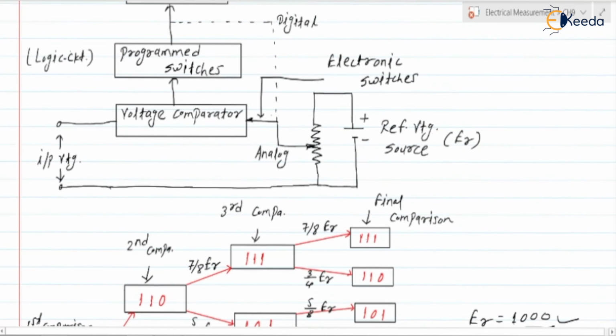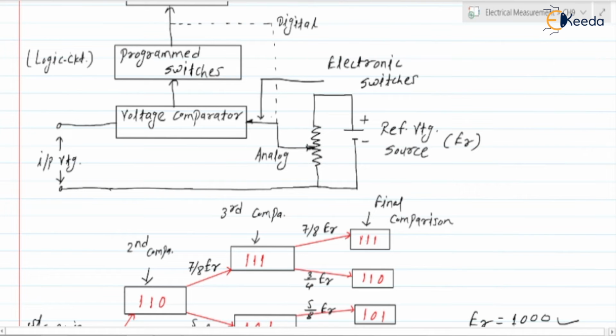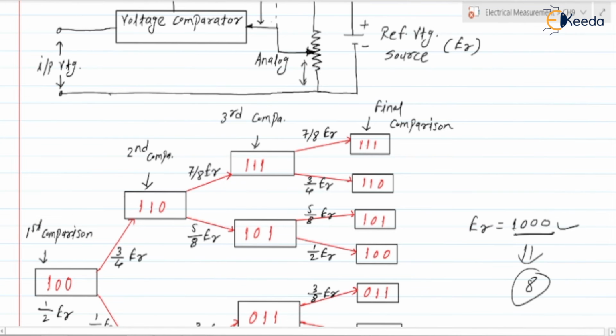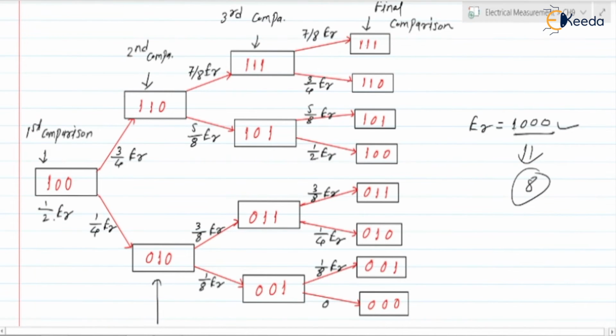So here, in order to get 1/2 ER, this switch will be at the midpoint of this resistor. Then and only then will we get 1/2 ER. So this voltage comparator will compare 1/2 ER and the input voltage. Here, the comparison will be done between the 1/2 ER and the analog input voltage.